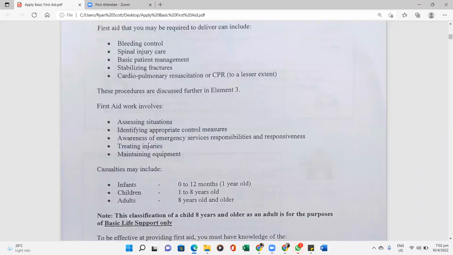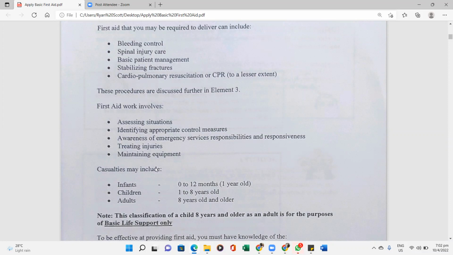Now, what are some of the things that first aid involves? Assessing the situation. So you check the situation and see if it is a harmful situation or if it's a situation whereby you can work, right? Because remember, your safety comes first. Okay. Identify appropriate control measures. So for each of the things that we discussed just now, like bleeding, spinal cord, stabilizing fractures, CPR, you would want to identify the measures that are in place in order to do them.